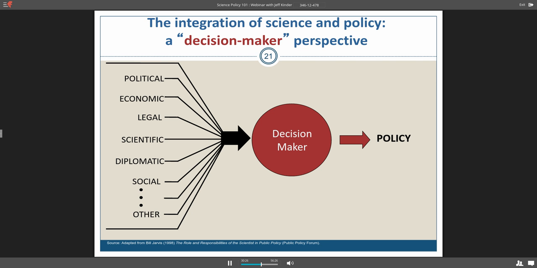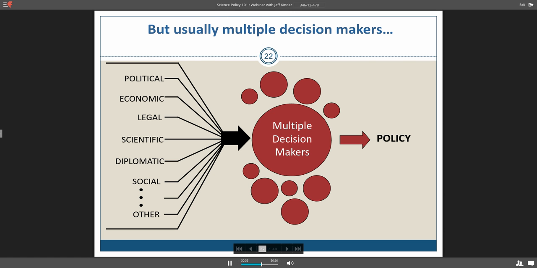And this is where most of the literature tends to stop, basically saying, this is the model for how science inputs into policy. It has to compete with all these other considerations. But even this is overly simplistic, because particularly nowadays, it's rare that you have a single decision maker.